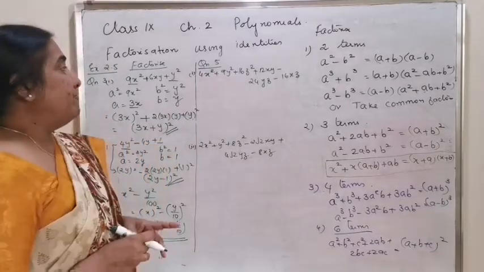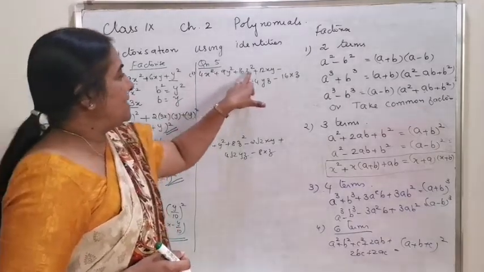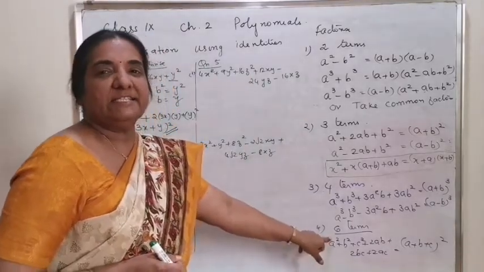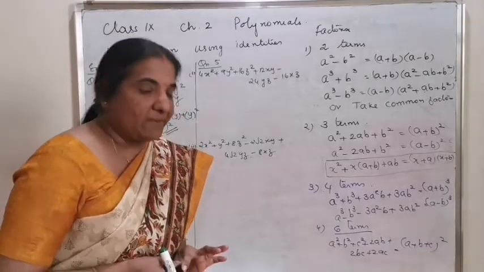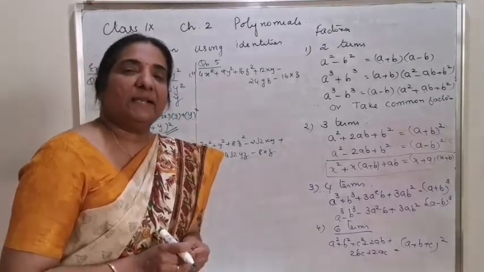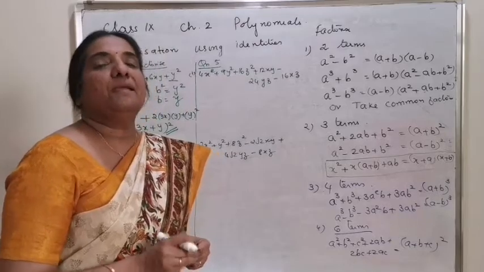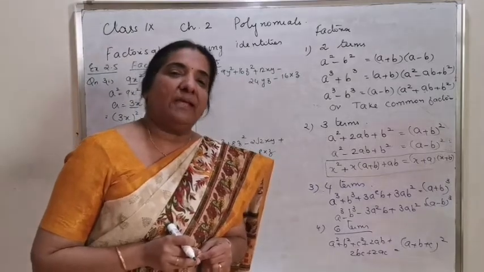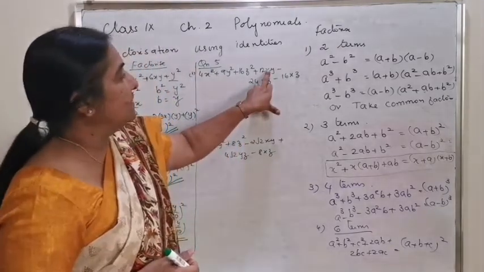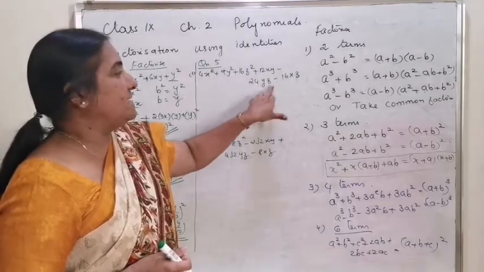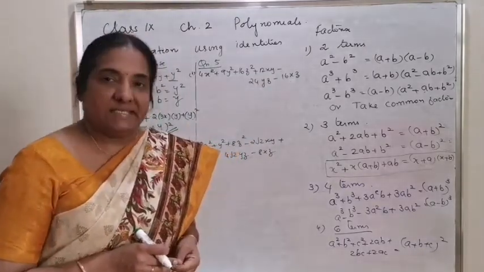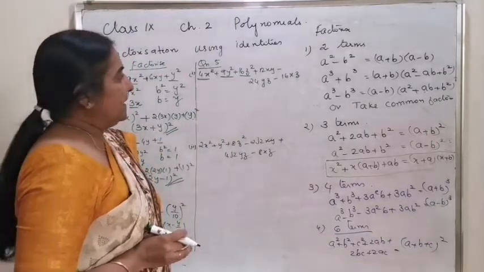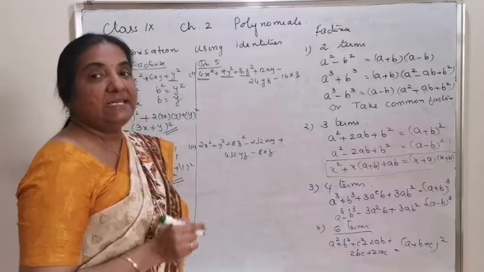Moving on to question number 5. 1, 2, 3, 4, 5, 6 terms. Six terms involve the identity a plus b plus c the whole square. The first 3 terms will give you the values of a, b and c. Then allotment of sign for a, b, c is based on the terms 12xy, 24yz and 16xz.